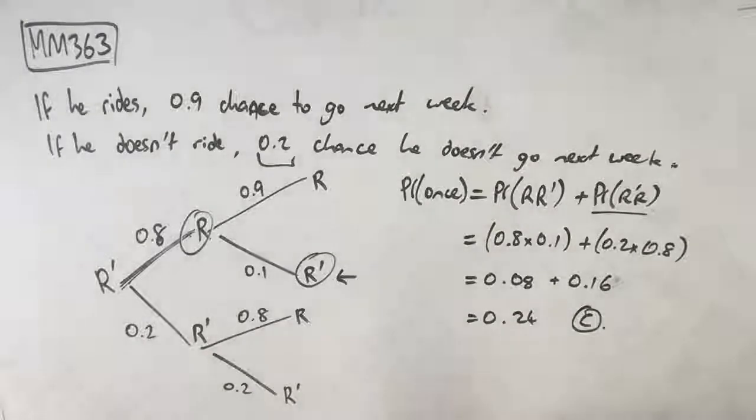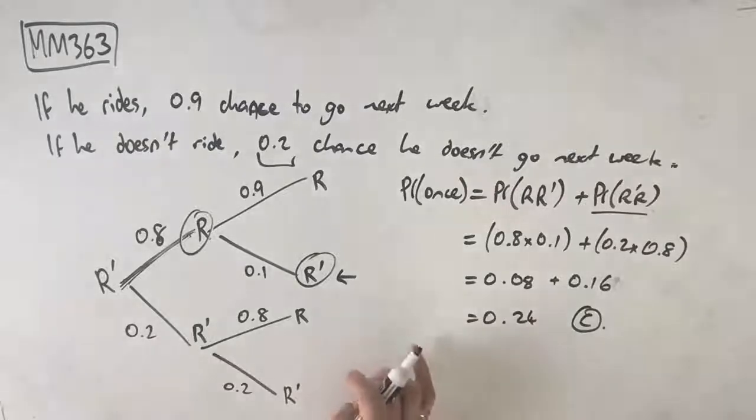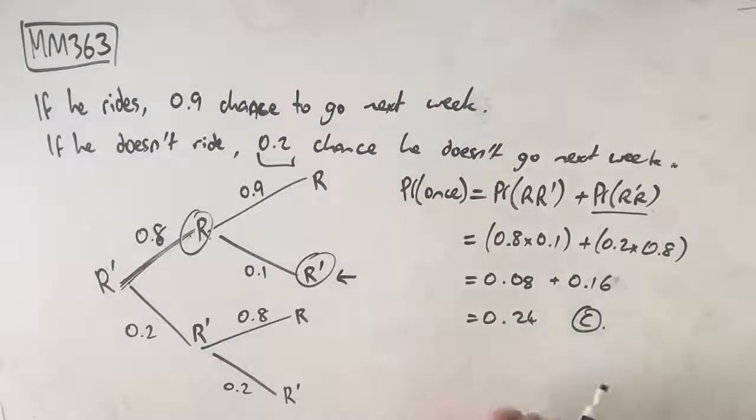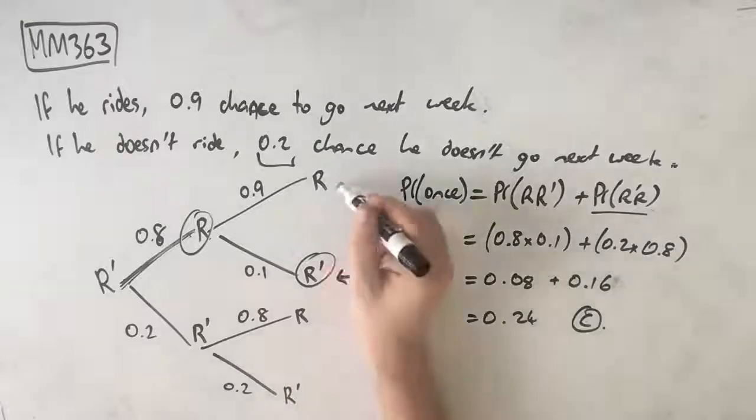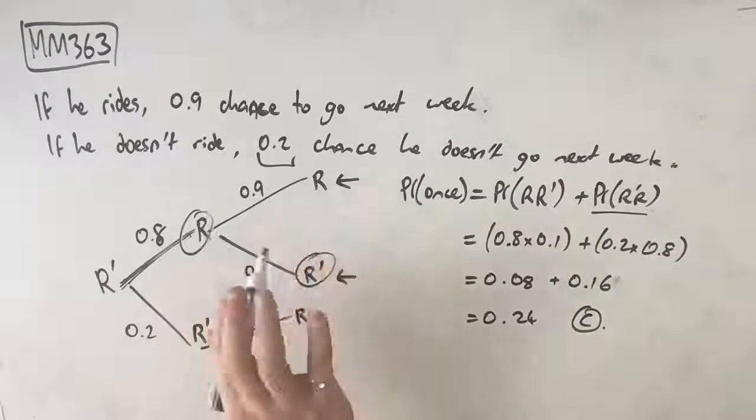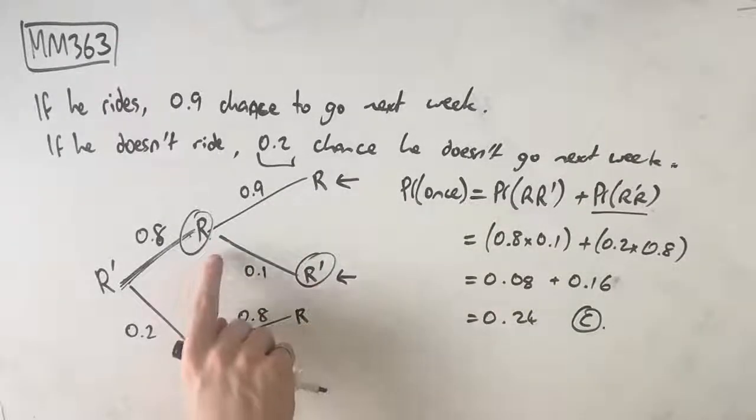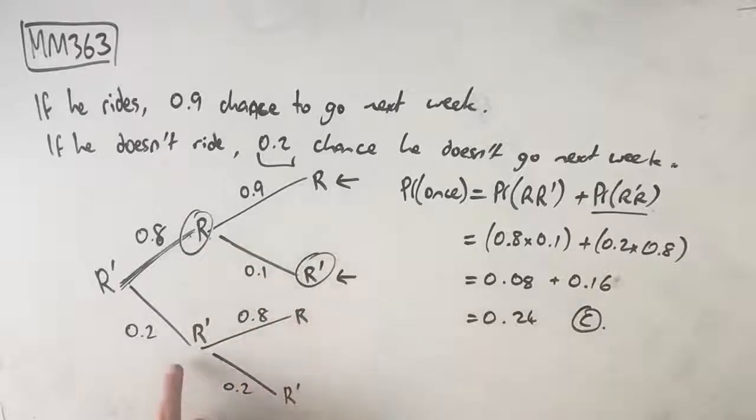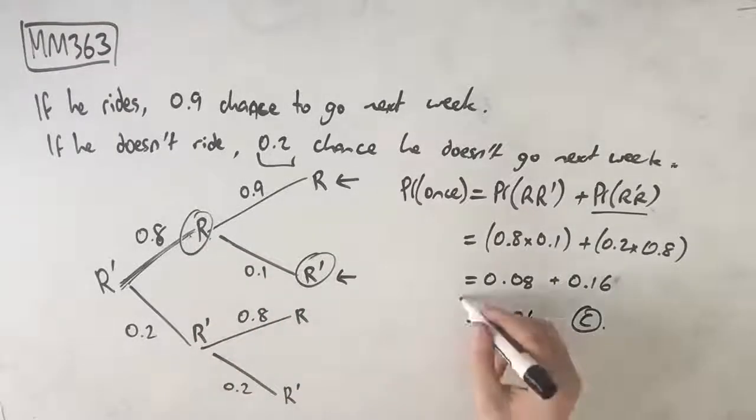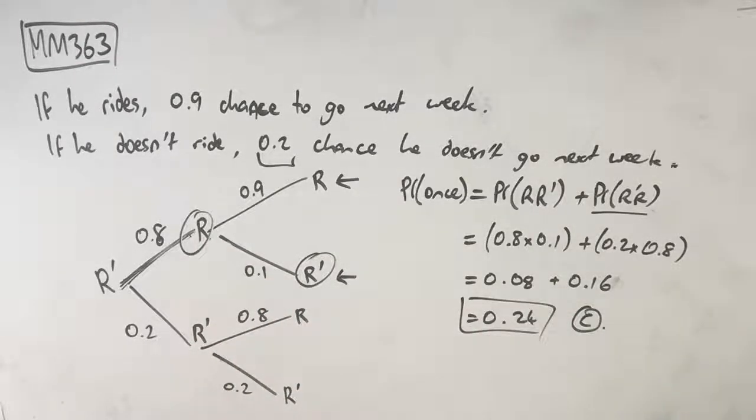Now, we need to be really careful about the syntax that's used in the question, because it says that he goes riding exactly once in the next 2 weeks, right? So if it said once or more, we could include this possibility as well, because he's ridden on both weeks, but we're looking for the probability that he rides exactly once, not twice. Okay, so we can only include once and then not, then not and then once. So that's it. So 0.24 is our answer for MM363.